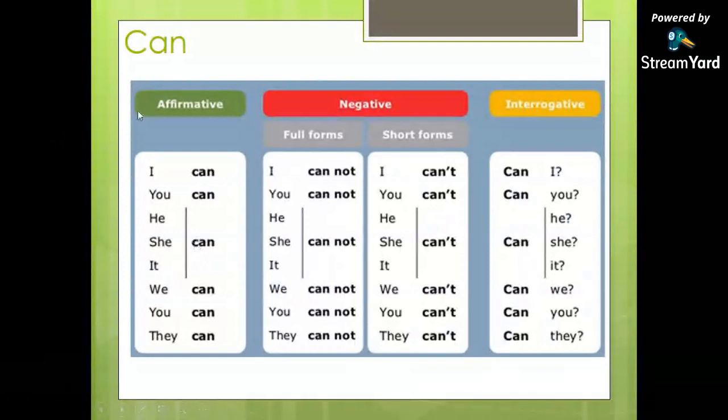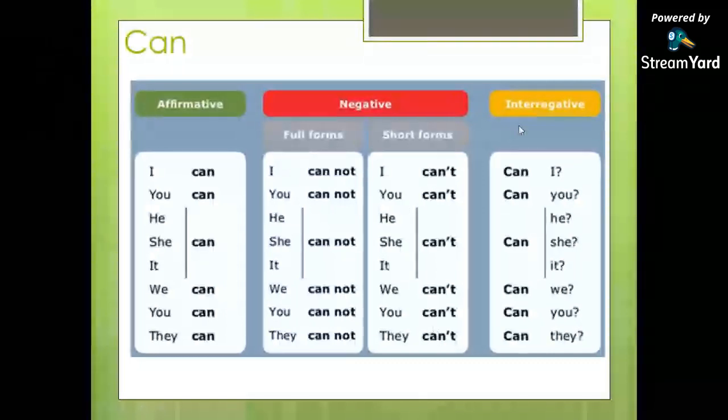For the negative form, we don't use auxiliaries. Also, we don't use verb to be. We just use the verb can't. I cannot or I can't. He, she, or it cannot, or he, she, it can't. For all the forms, all the nouns is the same.